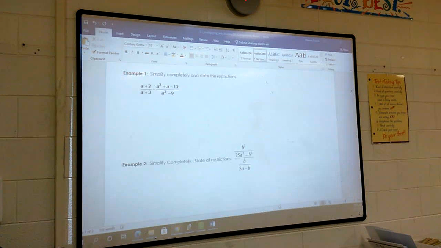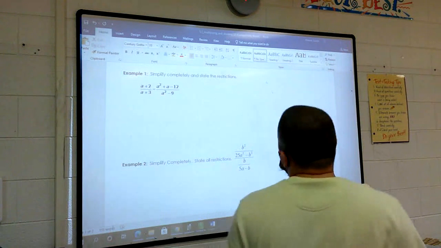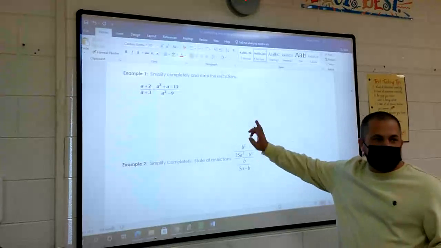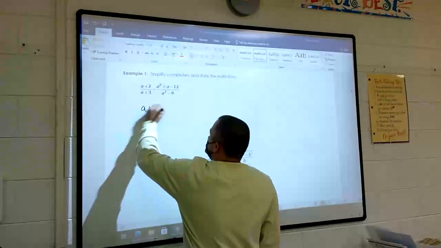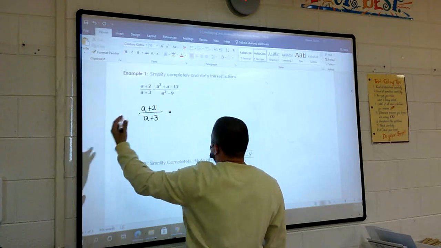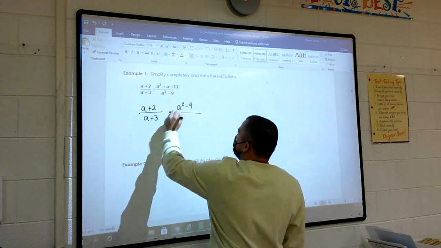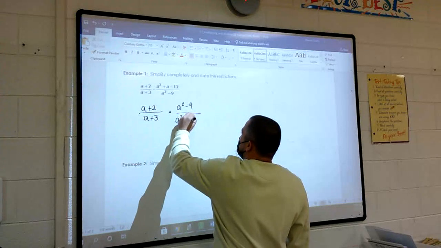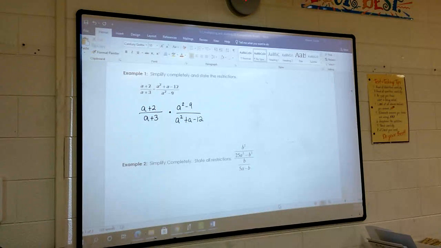Except the only difference in multiplying and dividing is that you flip the second fraction at the very beginning. So if it says one fraction divided by the other fraction, what it's really saying is you do a plus 2 over a plus 3 times, and now it looks just like what we just did, a squared minus 9 over a squared plus a minus 12. So division is just flipping multiplication. And that's what it always is.